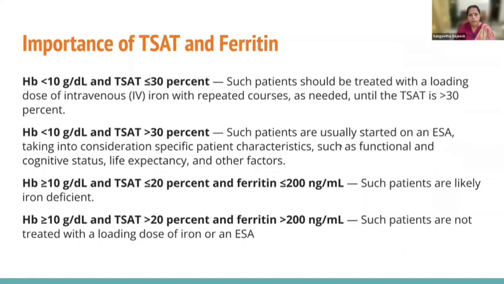So what is the importance of TSAT, transferrin saturation, and ferritin? These are scenarios like hemoglobin less than 10 with transferrin saturation less than 30. In such patients, we know the iron store is depleted, and we have to give them iron until the saturation is increased. And if hemoglobin is less than 10, but saturation is more than 30, such patients are candidates for erythropoietin stimulating agents. If hemoglobin is more than 10, but saturation is less than 20% and ferritin is also on the lower side, such patients are likely to be iron deficient. And hemoglobin more than 10, saturation more than 20, and ferritin more than 200, they are not treated, they have to be under follow-up.